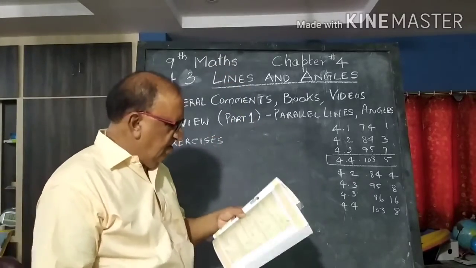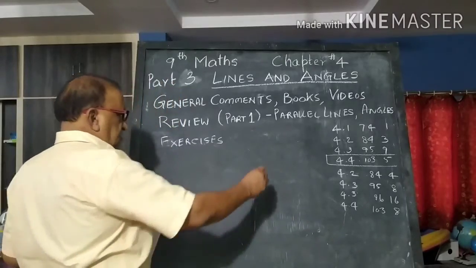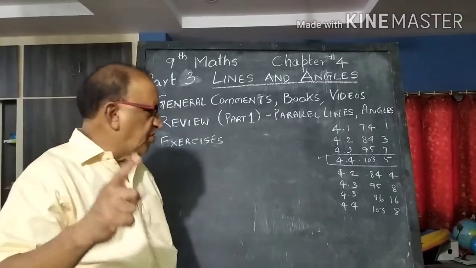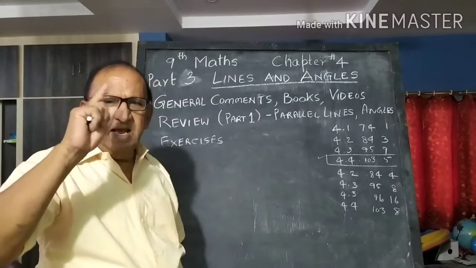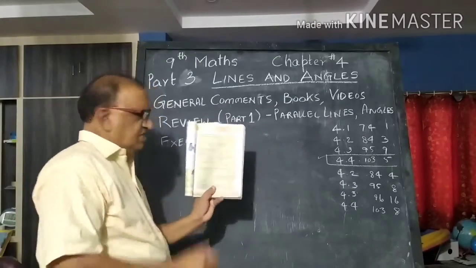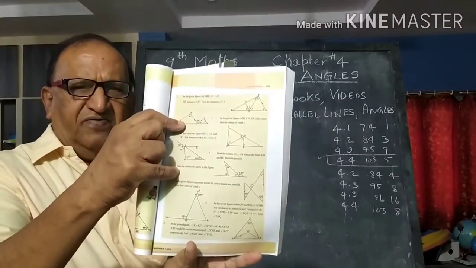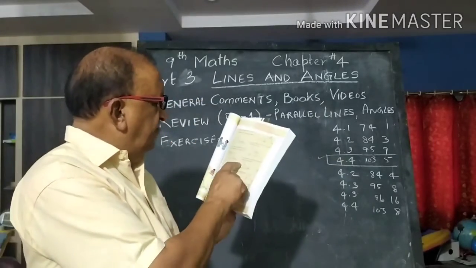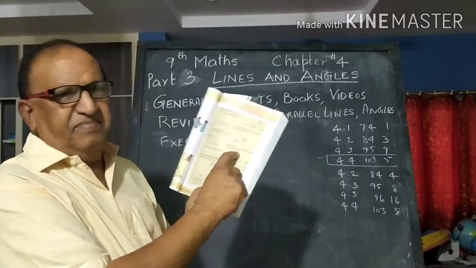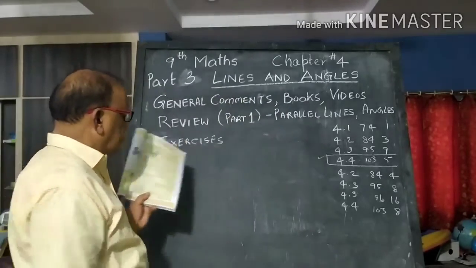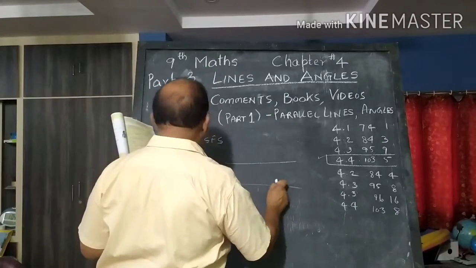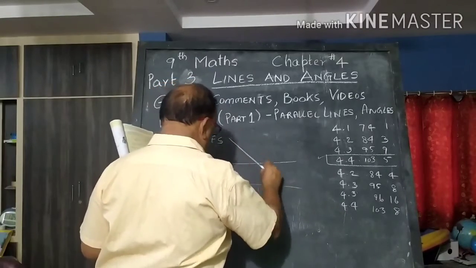I will copy the problem, that is exercise 4.4, page 103, problem number 5. Find the values of x and y for which the lines AD and BC become parallel. So I am drawing the line here, okay? AD and BC, they are saying they have to be parallel.